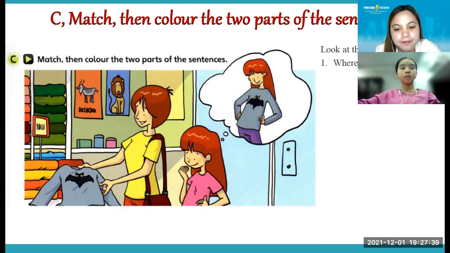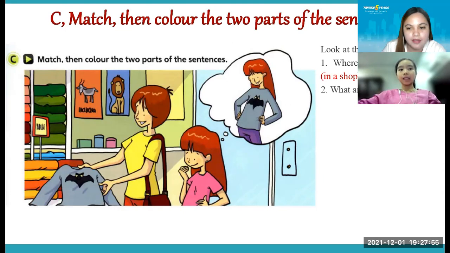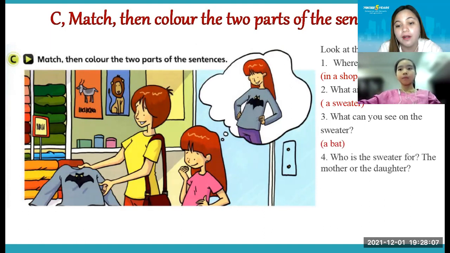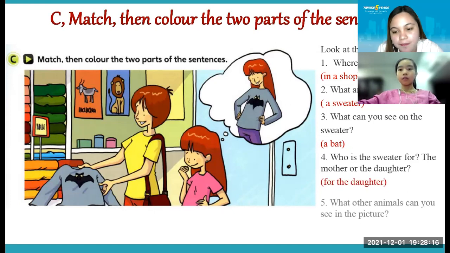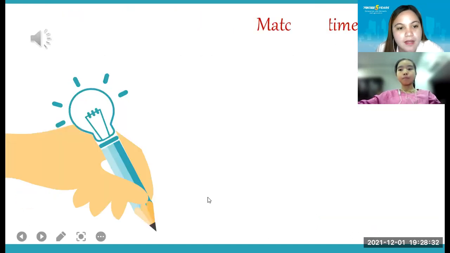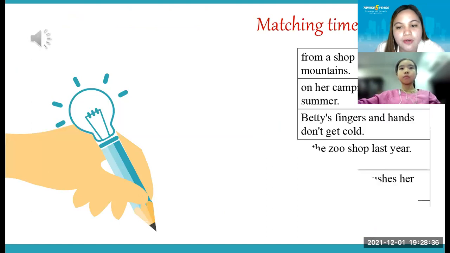Where are these people? They are on the shop. Okay, yes, they are on the shop. What are they buying? They are buying a shirt, a bag. Yes. What can you see on the sweater? A bat. Okay, it's a bat. And who is the sweater for? The mother or the daughter? A daughter. Okay, it's for the daughter. Last one, what other animals can you see in the picture? A lion and a goat. Okay, there's a lion, a goat, and also the bat. Okay, very good, Mary.